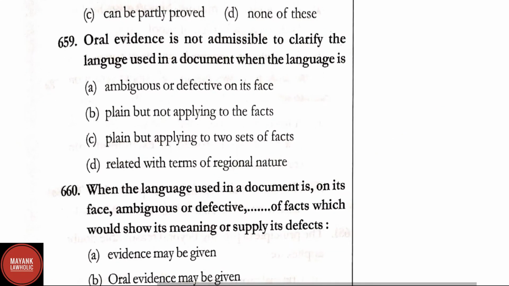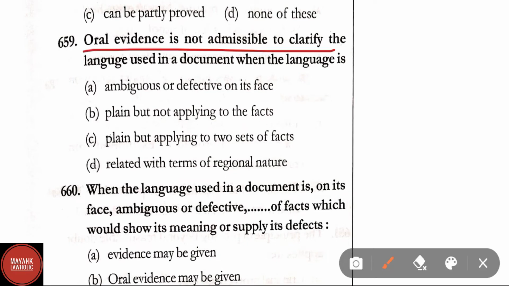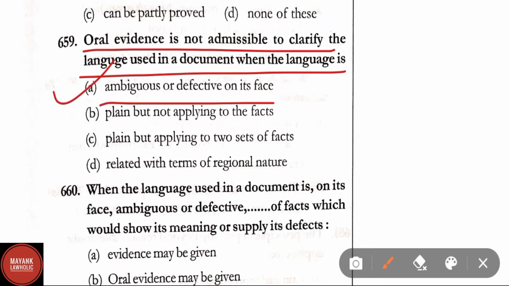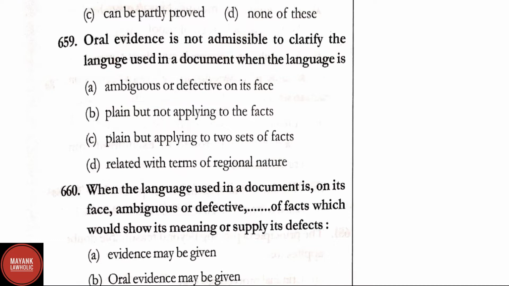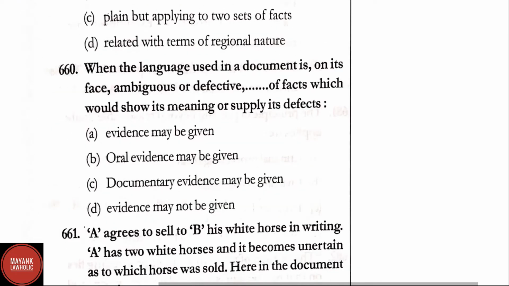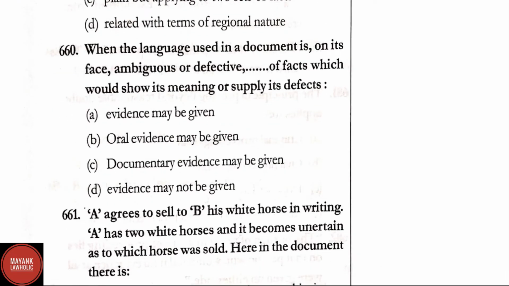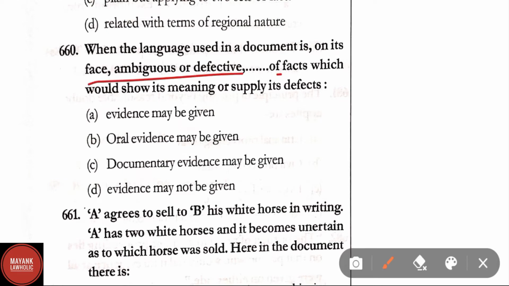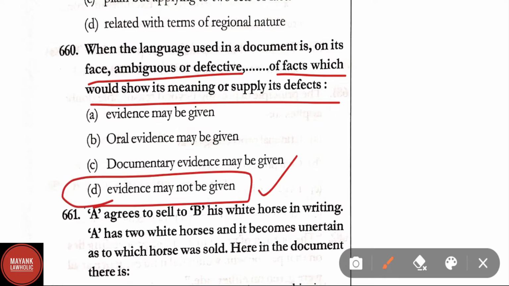Question number 659. Oral evidence is not admissible to clarify the language used in a document when the language is ambiguous or defective on its face. Here option A is the correct answer. Question number 660. When the language used in a document is on its face ambiguous or defective, evidence of facts which would show its meaning or supply its defects. Correct answer is option D, that evidence may not be given.